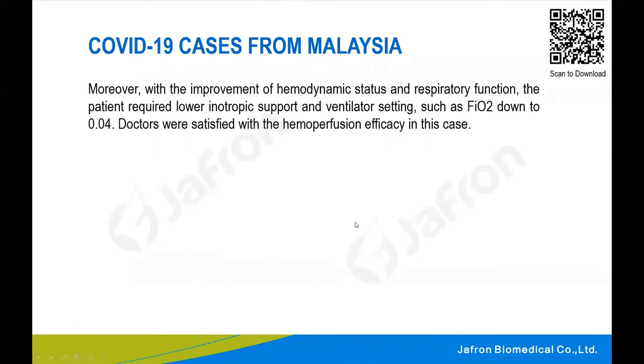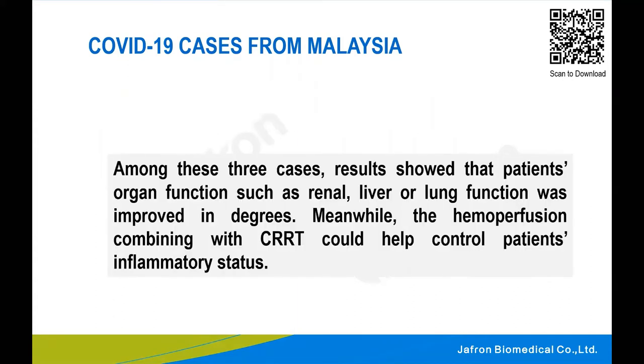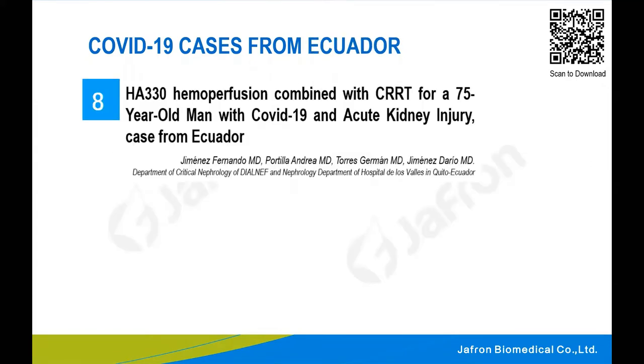And overall, with the improvement of the hemodynamic status and the respiratory function, this patient continued to require lower inotropic support and ventilator settings. And the doctor was very satisfied with the hemoperfusion efficacy. So among these three cases, the results show that the patients' organ functions, such as renal, liver, and lung function, were improved to some degree. Also, hemoperfusion combined with CRRT can help to control the patient's inflammatory status and their hemodynamic situation. So the last case was from Ecuador.